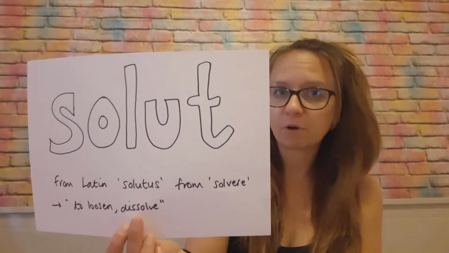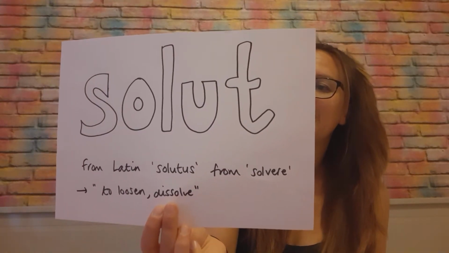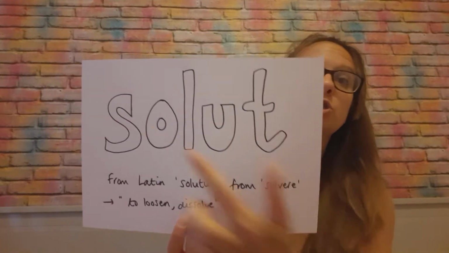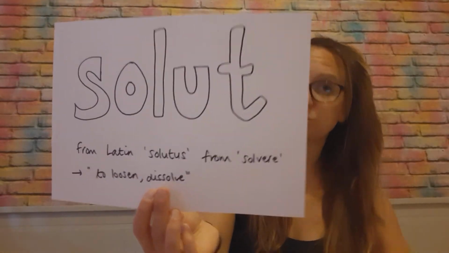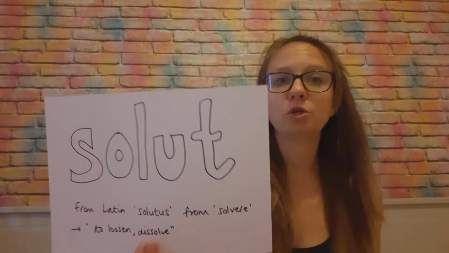So we're carrying on a little bit like we did yesterday. Yesterday we looked at the word sol, the root morpheme sol. Today we're looking at this one, which is solut. Okay, this is from the Latin solutus. Remember, it's solut, not salute. Okay, so it's not that one. Solutus from solvere, meaning to loosen or dissolve.